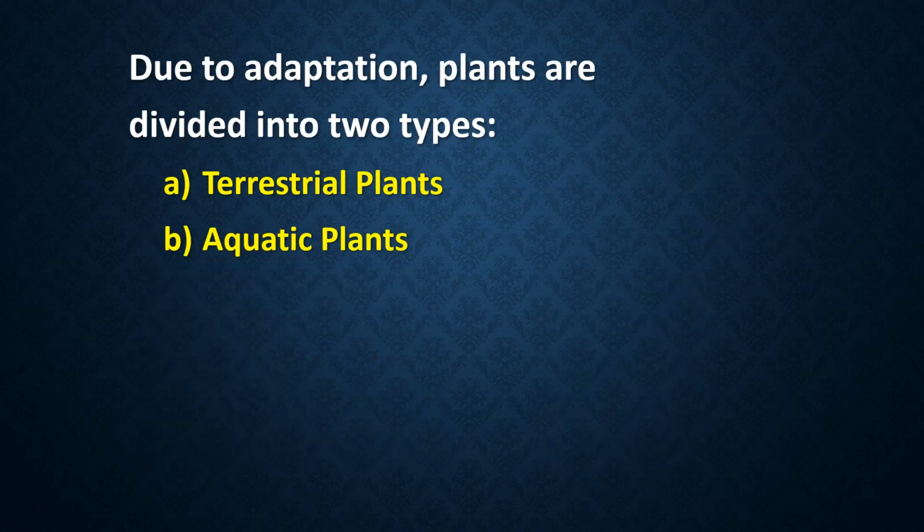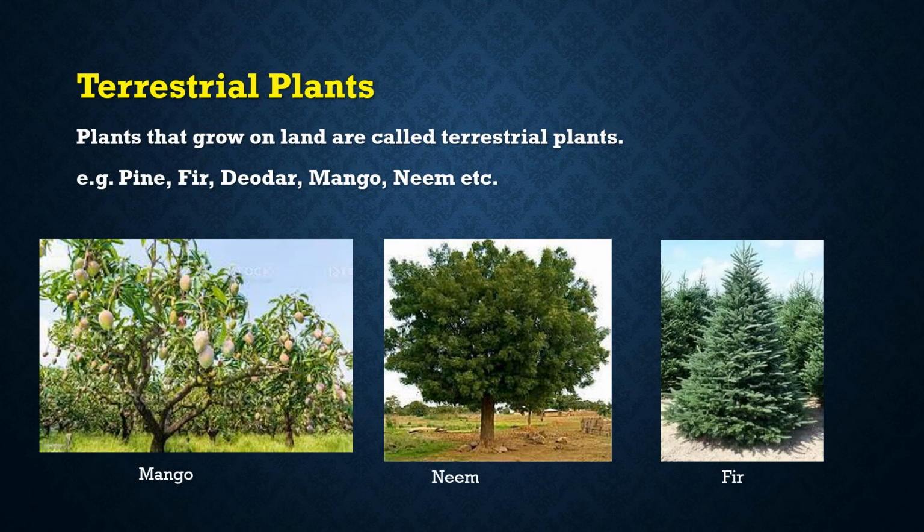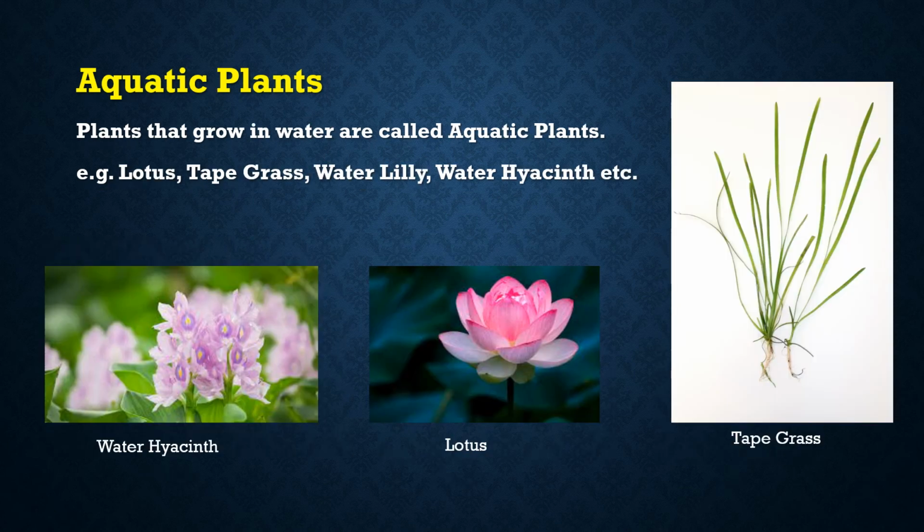On the basis of their adaptation, plants are divided into two types. They are terrestrial plants and aquatic plants. What is terrestrial plants? Plants that grow on land are called terrestrial plants. Examples are pine, fir, deodar, mango, neem, etc. Plants that grow in water are called aquatic plants. Examples are lotus, tape grass, water lily, water hyacinth, etc.